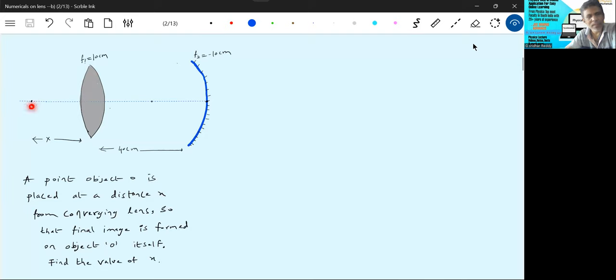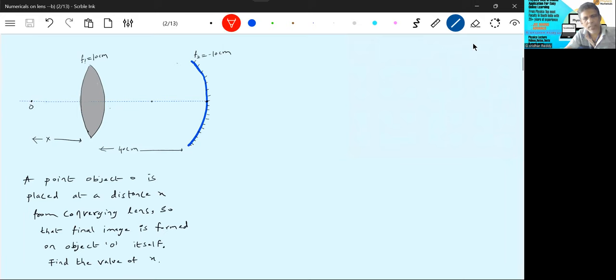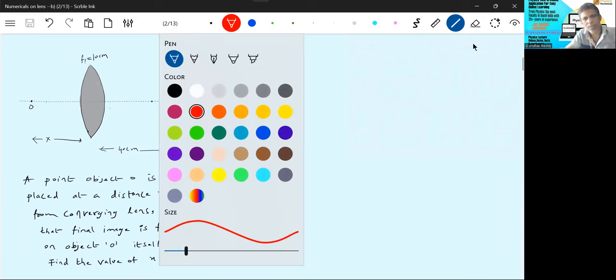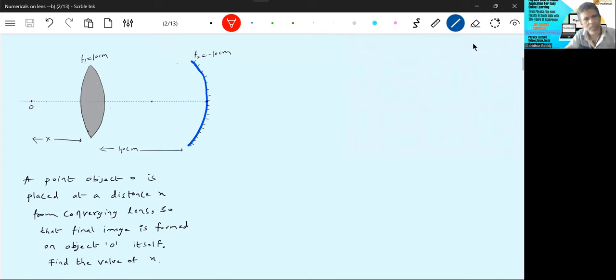What should be the method? Like we have a mirror, and he is asking us to get this particular thing. Now, okay, I'll start with the ray diagram. If the object is at 2f, where will the image be? The image will be at 2f only. And if a ray passes through the center of curvature, it will retrace its path.